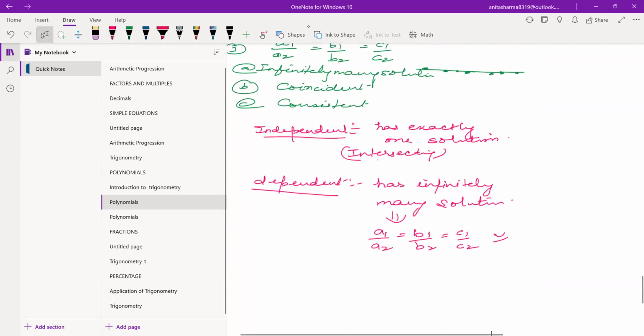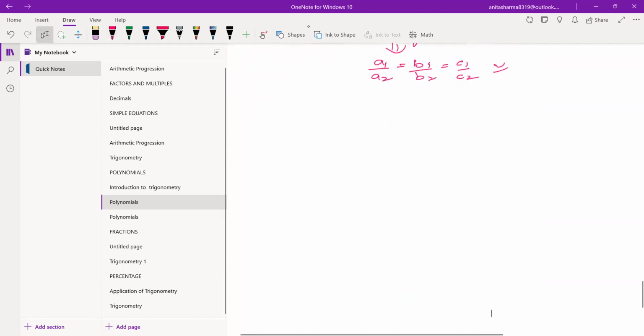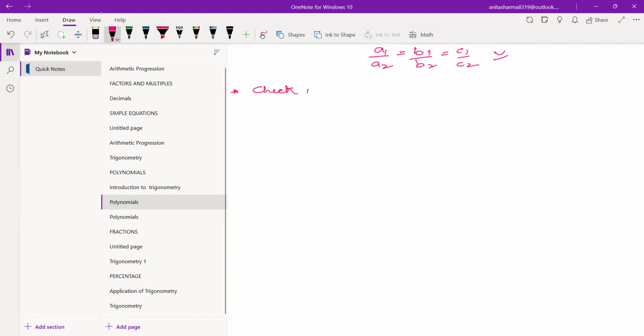Okay. So now, firstly, I will explain these cases only. Now, if I ask you to check whether the following equations are parallel, coincident or intersecting. Just check this. The equations are 3x minus 2y is equal to 4 and 2x plus y is equal to 5.